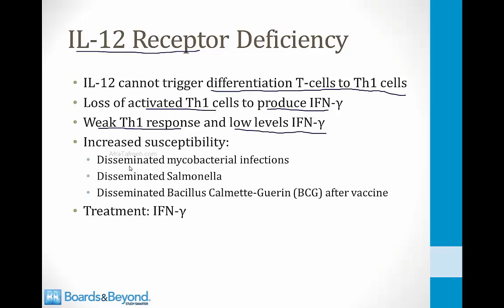Classically, they are susceptible to disseminated mycobacterial infections, but they are also susceptible to disseminated salmonella, and these children have been reported to have reactions after they're vaccinated with the BCG vaccine for tuberculosis. And you can treat this deficiency with interferon gamma, and that should make sense to you because interferon gamma does what the Th1 cells would normally do, and it activates macrophages to help fight these types of infections.